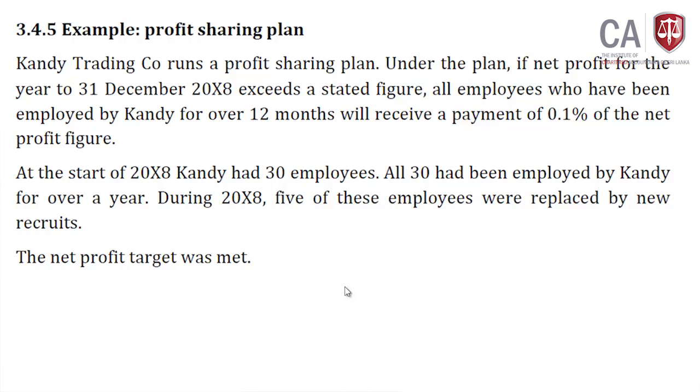The net profit target was met. So 25 employees into 1%, that means 0.25 of the net profit should be the profit sharing bonus plan expense. The net profit figure has not been given, but you have to apply this 0.25 on the net profit and calculate the amount that you need to recognize in your balance sheet and the P&L as an expense.